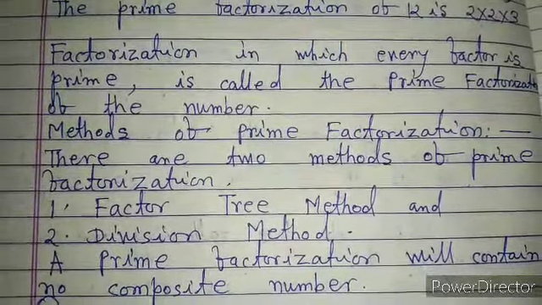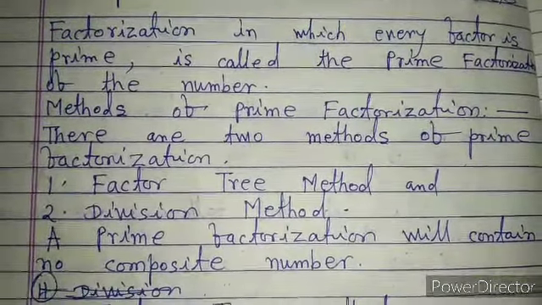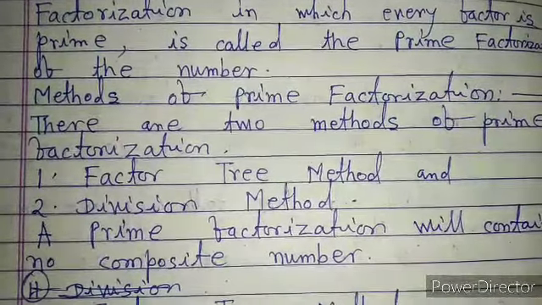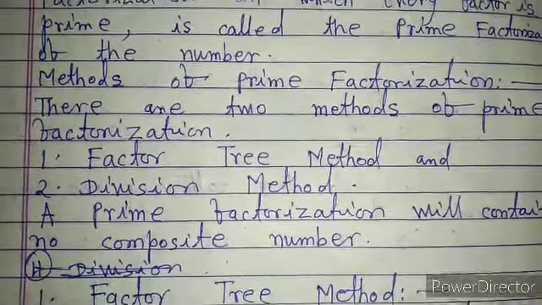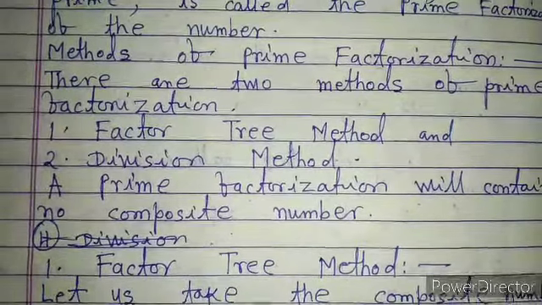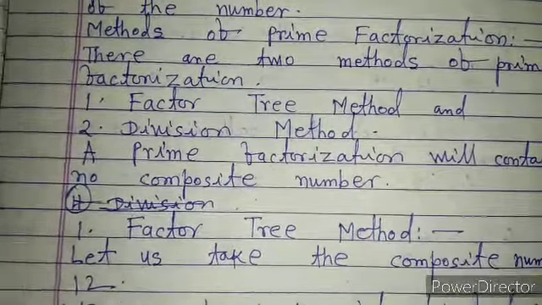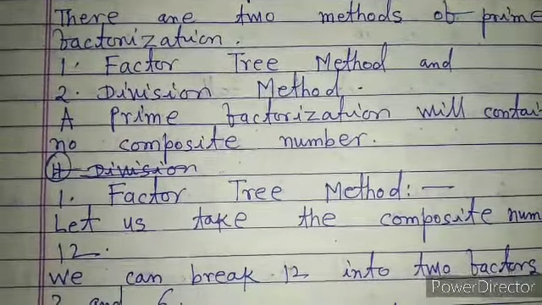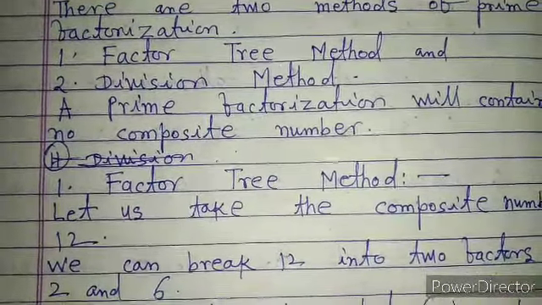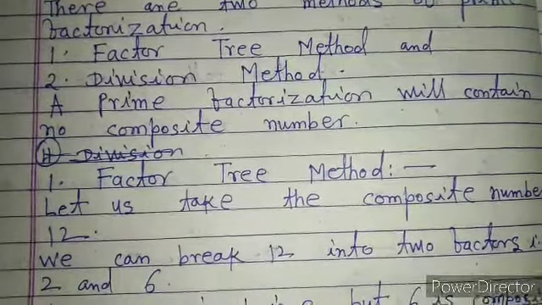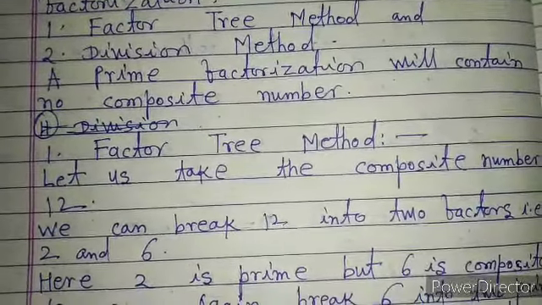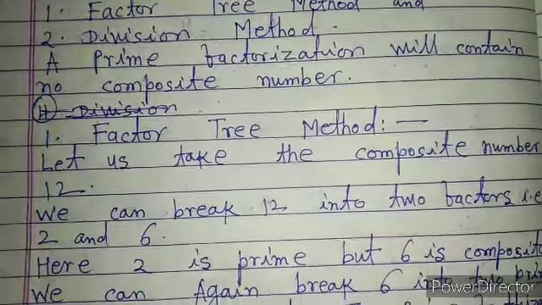Methods of prime factorization. There are two methods of prime factorization. The first method is the factor tree method and the second method is the division method. A prime factorization will contain no composite number. This should always be kept in mind, that in case of prime factorization there will be no composite number.